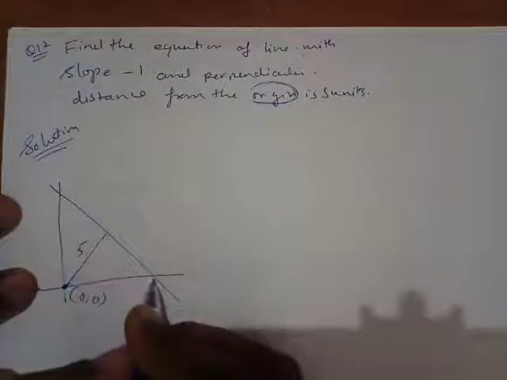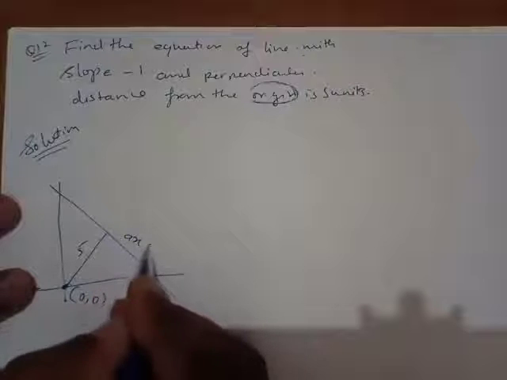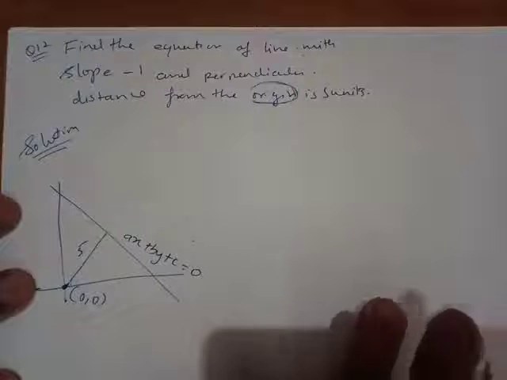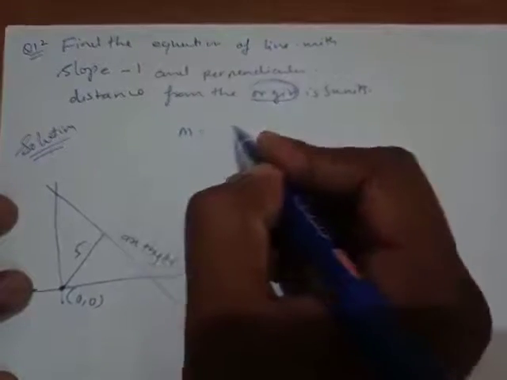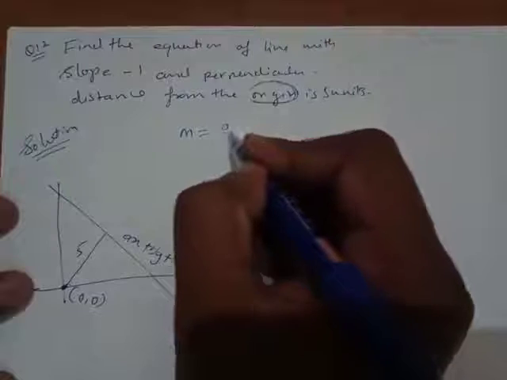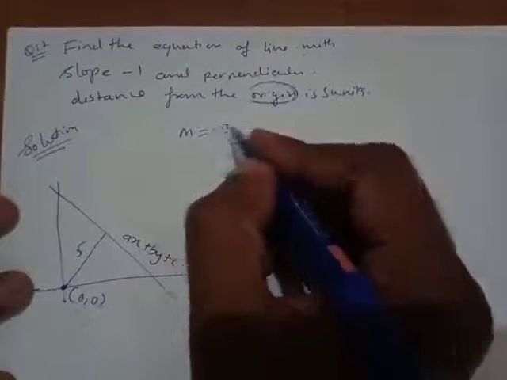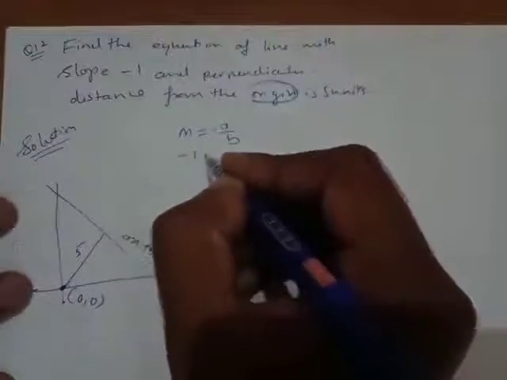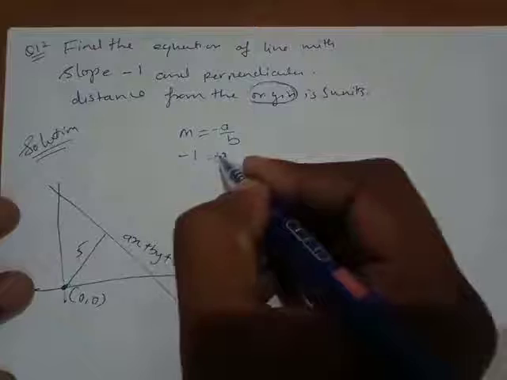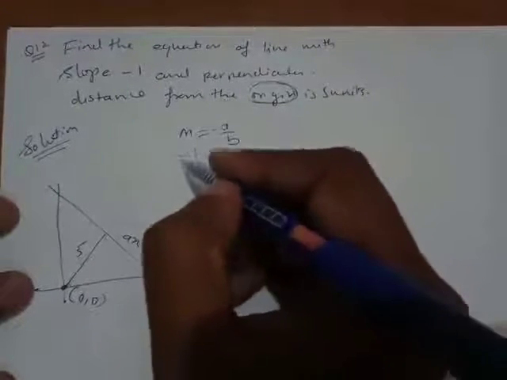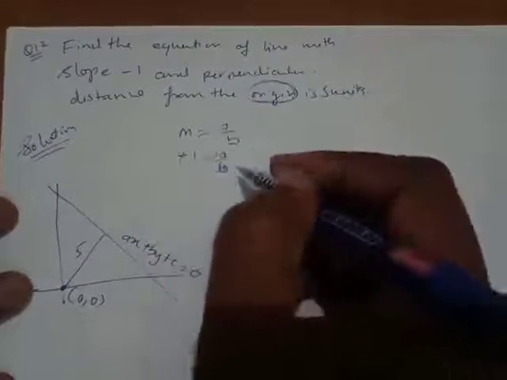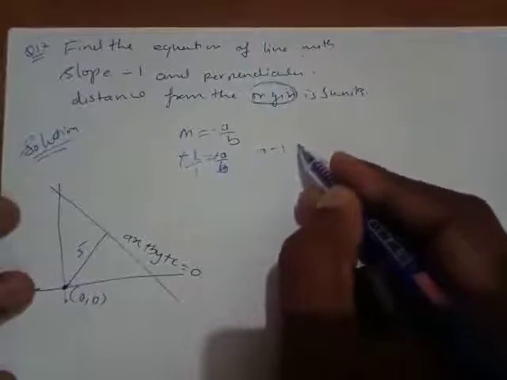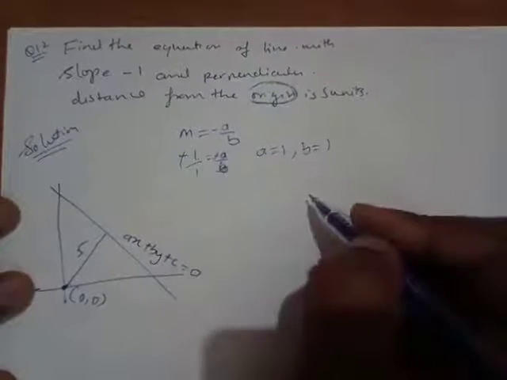But I have to find the equation. So what is the equation? I'm just writing ax plus by plus c equals to 0, the standard form of the equation. But I know what m is: m is minus a over b. And m is already given to me. What is m? -1 equals to minus a over b. The minus signs cancel out. So I got a is 1 and b is also 1, if I compare both equations.